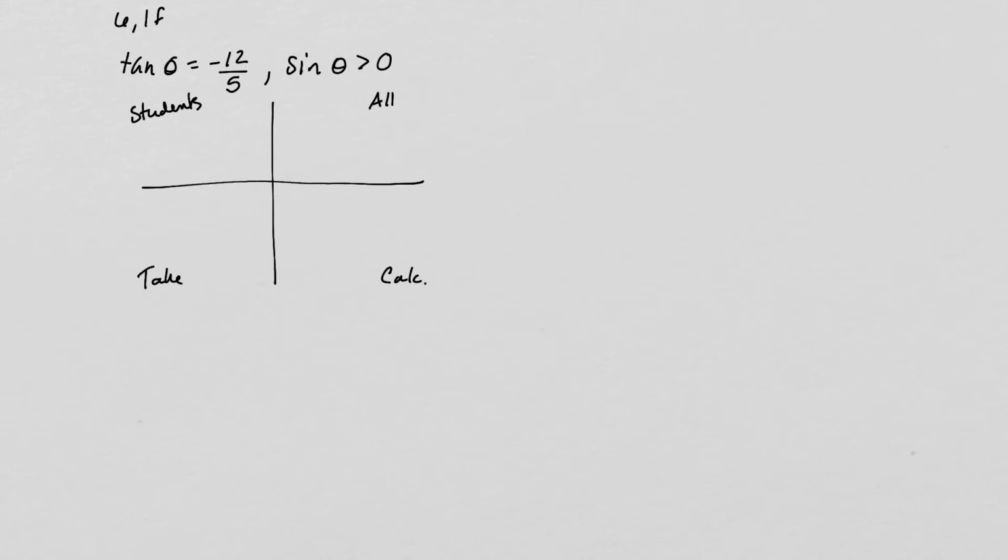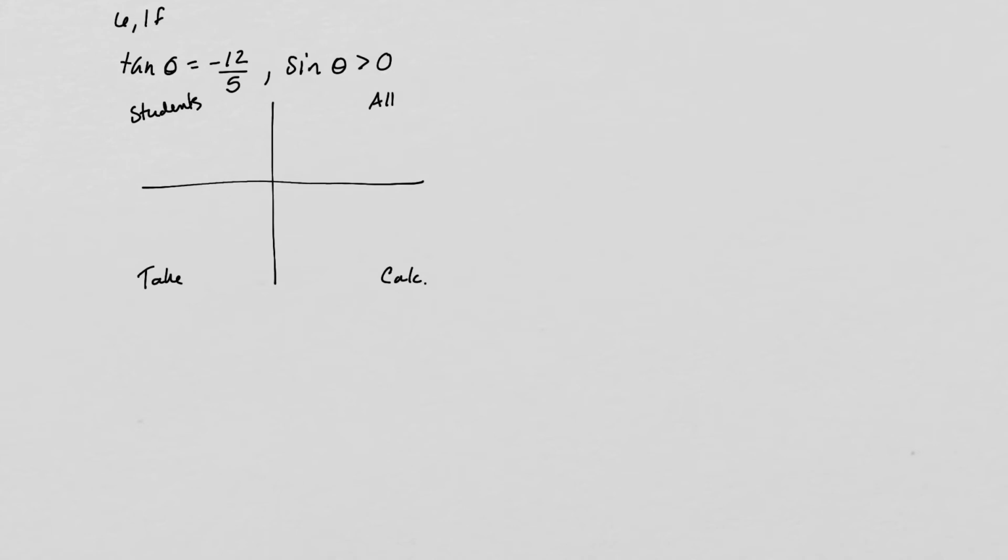So for the all, all of the trig functions are positive. Student, only sine is positive. Take, only the tangent is positive. And calc, only the cosine is positive. And the ones that pair up with them, right? But remember, the all students take calculus just tells us about whether things are positive or negative for the sine, the cosine, and the tangent. Not the other 3 other trig functions.